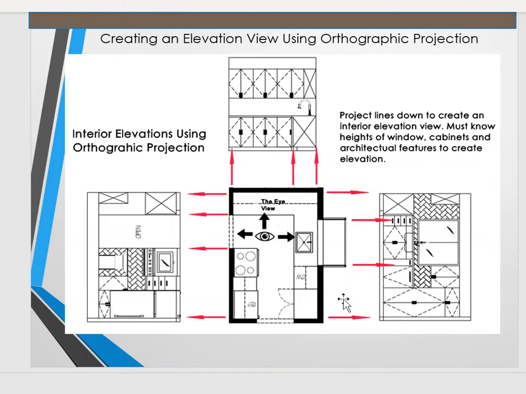Now, what do you need to know about this? Is what is the ceiling height? Inside this kitchen, the ceiling height is maybe 9 feet. So I have to go 9 feet. This creates my rectangle. Then we get additional information.